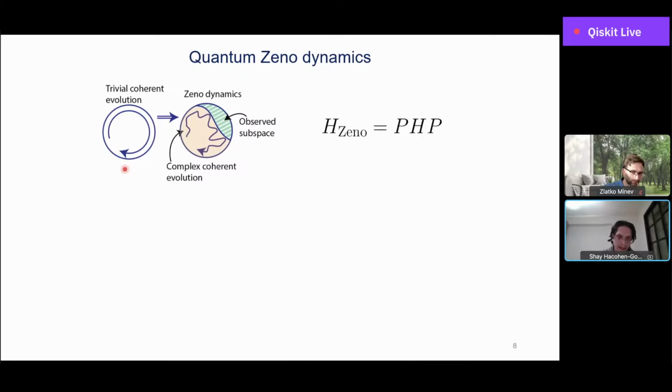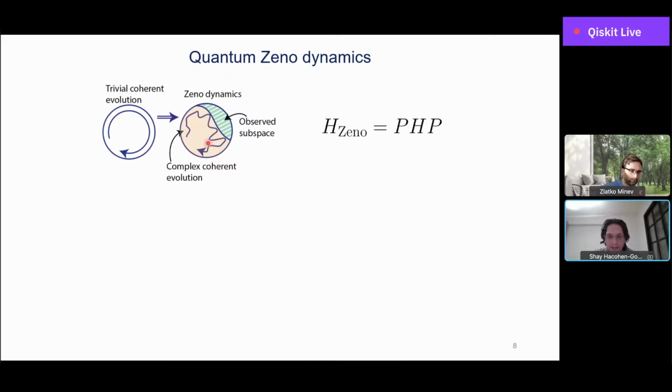And there was a lot of work by Pascazio and Facchi and so on over the years, showing basically that if you have some trivial coherent evolution, if you observe part of the system really strongly, meaning, you know, infinitely fast, rapid projections, or an infinitely strong continuous measurement, then you're inhibiting evolution to part of that Hilbert space, and then you get complex evolution in the remaining, what is referred to as a Zeno subspace.